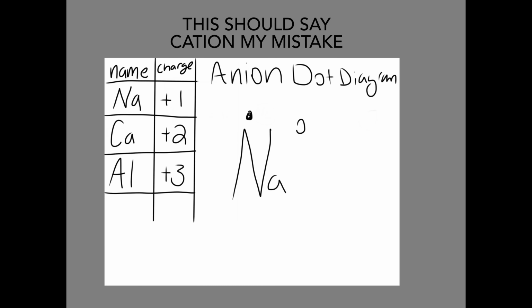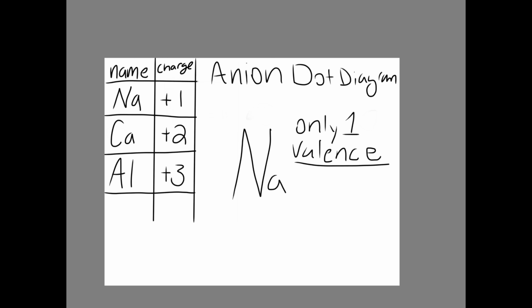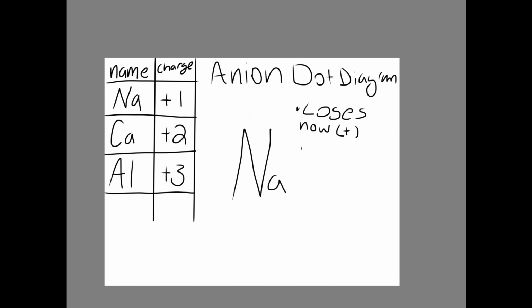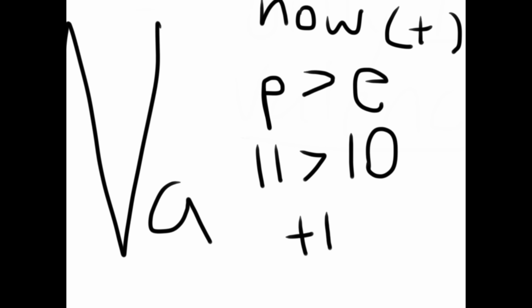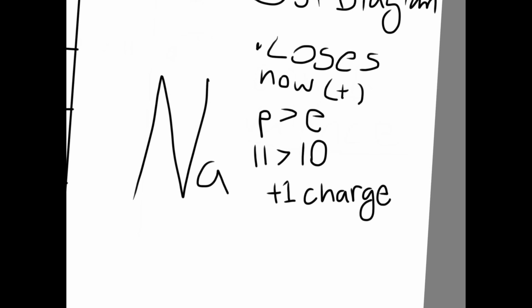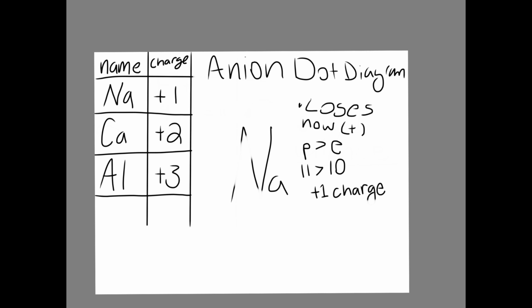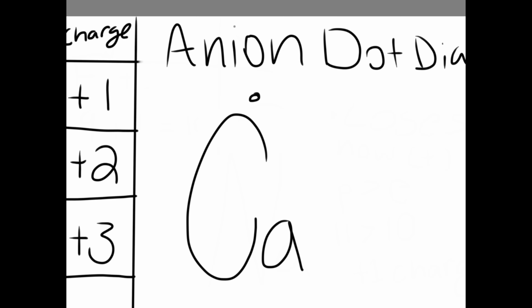Let's look at some examples. This is a dot diagram, which is used to show the number of valence electrons an atom has. So in this example, sodium has 1 valence electron. So to take the form of the nearest noble gas, it loses its valence electron, now meaning that there are more positive particles than negative particles in its atom. 11 is greater than 10. Do some simple subtraction, it has a +1 charge, because there's 1 more proton than there are electrons. The same thing can be done with calcium.